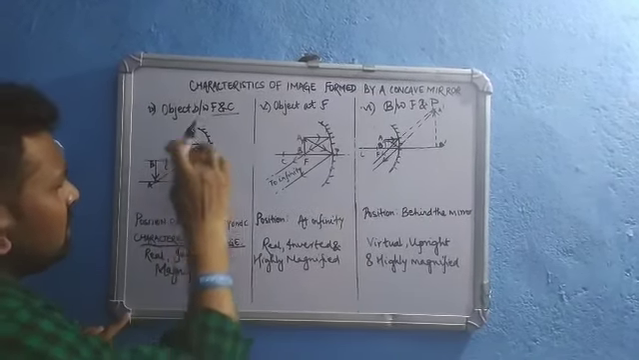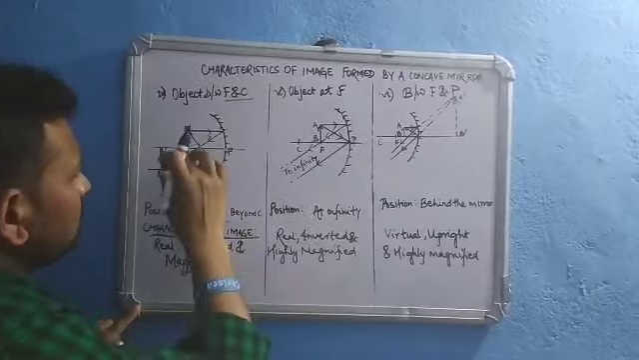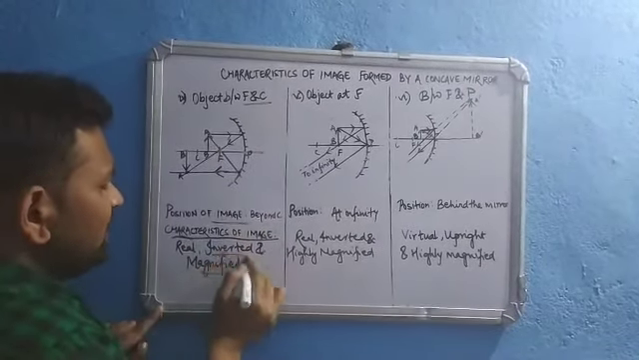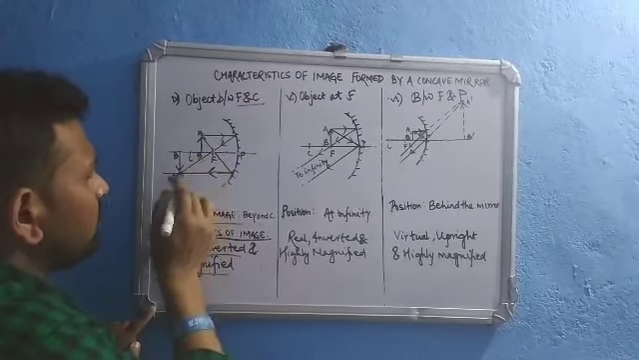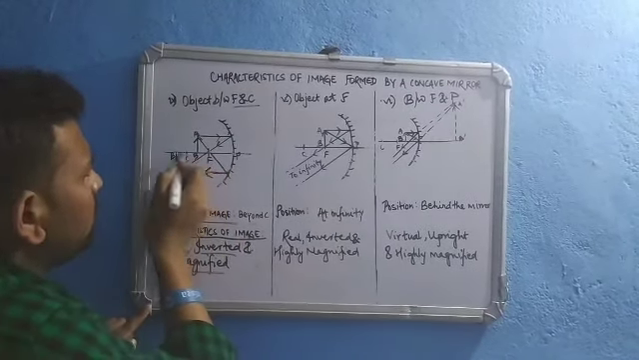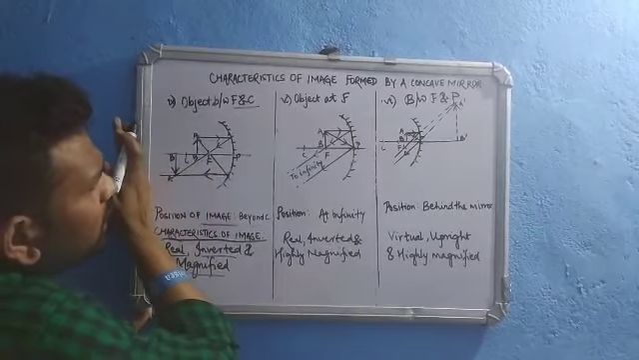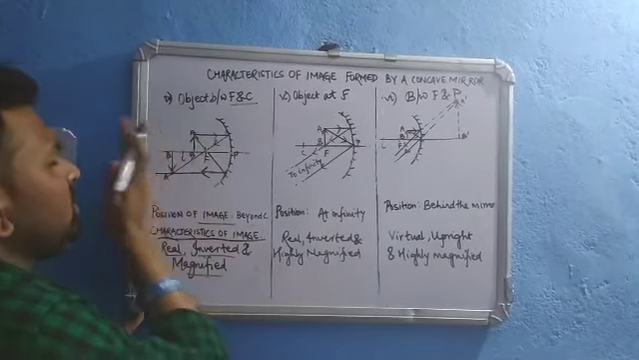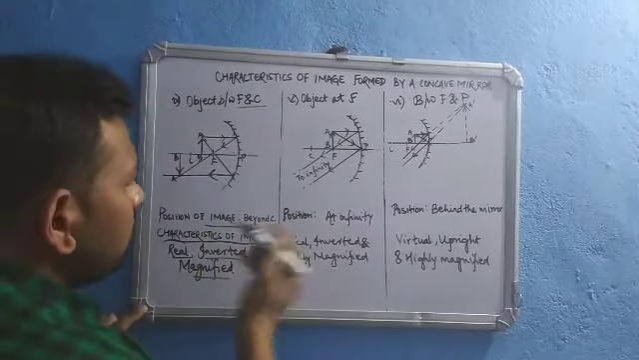So the image is slightly magnified, bigger than the object. You can see it's obviously inverted and real. Why real? Because it's formed by the actual intersection of the light rays. Very simple. Where is it formed? It's formed beyond C. As you can see, when you are bringing the object closer and closer, the image is going further and further. So now, next case.